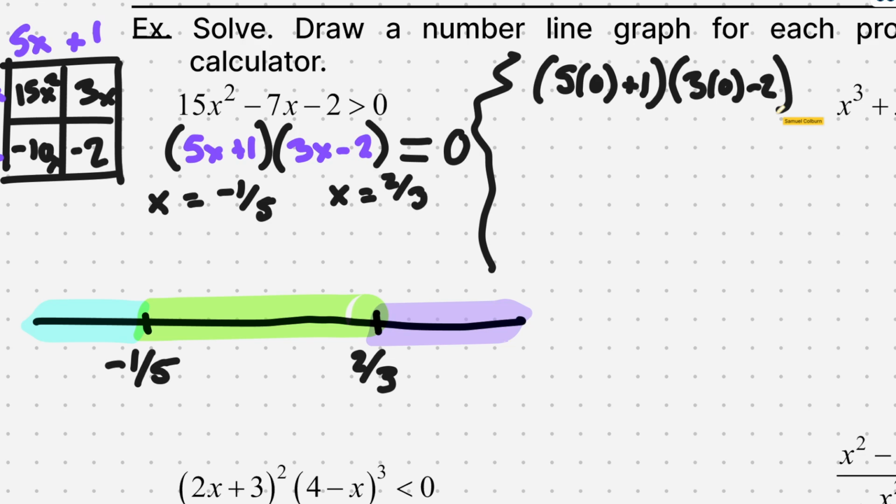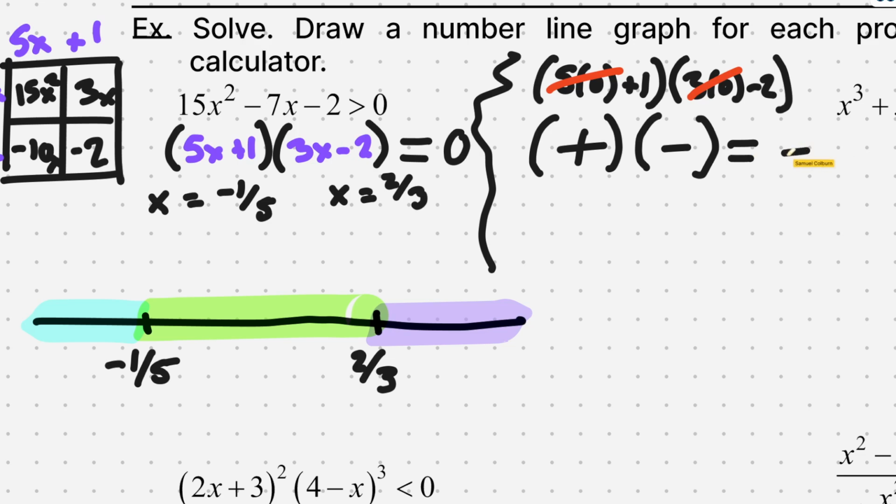This left term is 0 plus something. And so it is positive. I do not care what number it is. I only care that it's positive. This term on the right is 0 minus something. It is negative. I do not care what it is. I care that it is negative. Because, again, I only care if it's bigger or smaller than 0. And so when I multiply a positive times a negative, I get a negative.